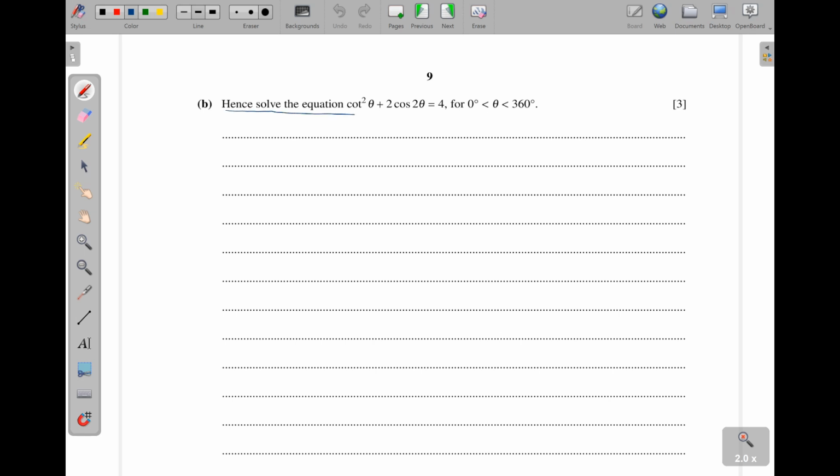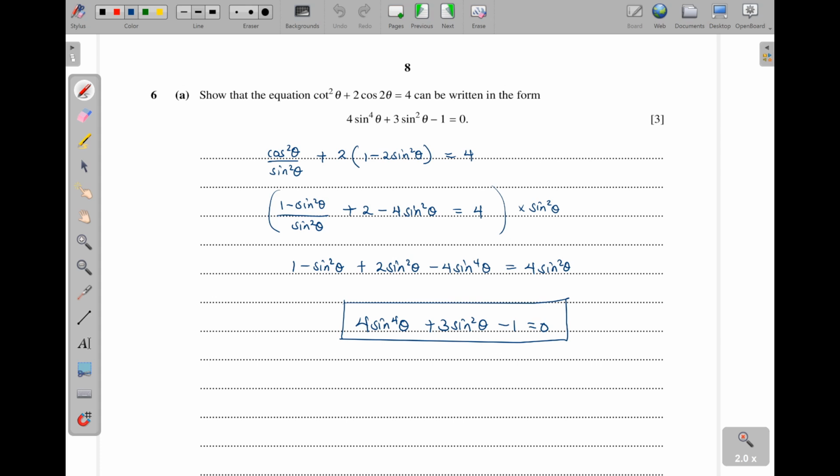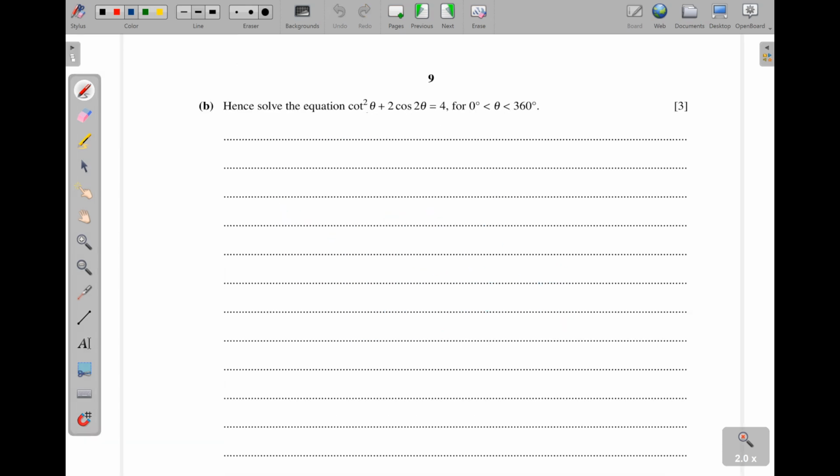Part B: hence solve the equation. So we are supposed to begin from where we have stopped. If we check again, this is theta, this is 2 theta. Is it the same equation? We check with this one, it is still theta, 2 theta. So we just bring our quadratic equation, which we have gotten as 4 sine power 4 of theta plus 3 sine squared theta minus 1, equal to 0. This is a quadratic in sine squared theta.